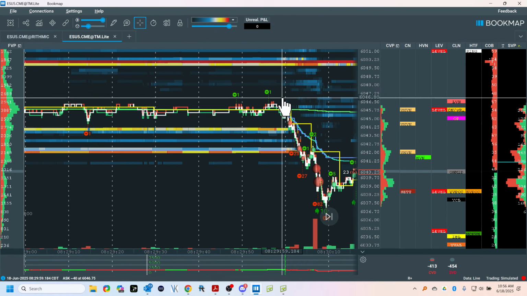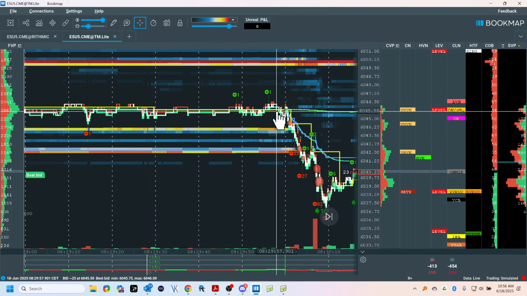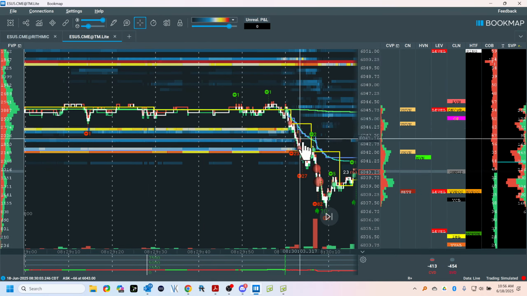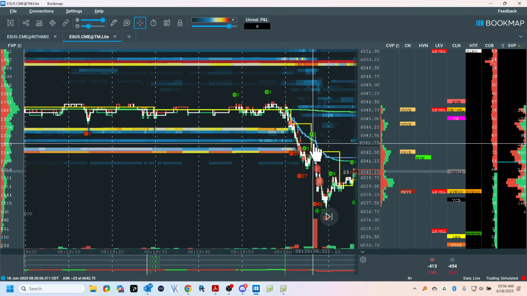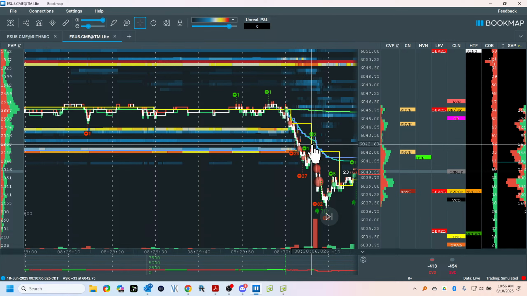So what does this say? Now we're talking language. Well, that's too high. What is this? Too high. VPOC migration. Too high. VPOC migration. Too high. This is my short.